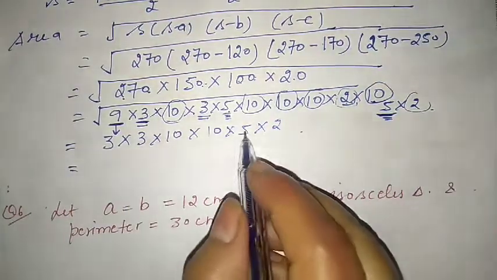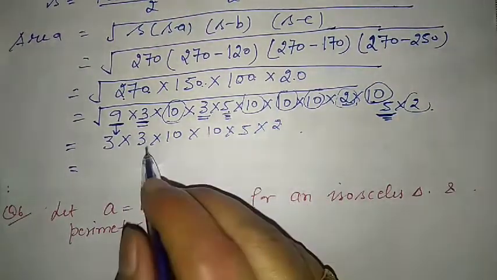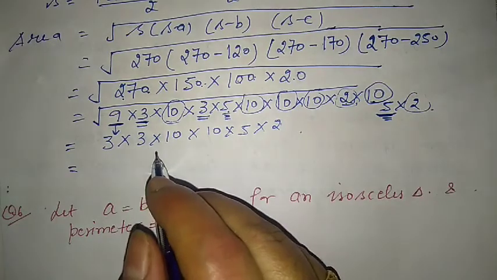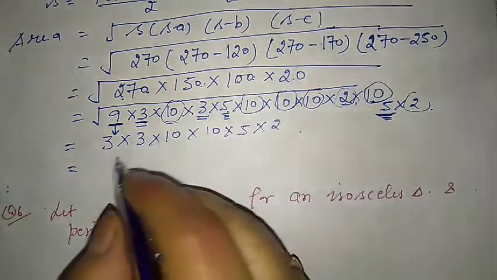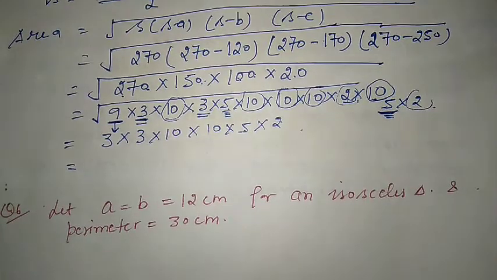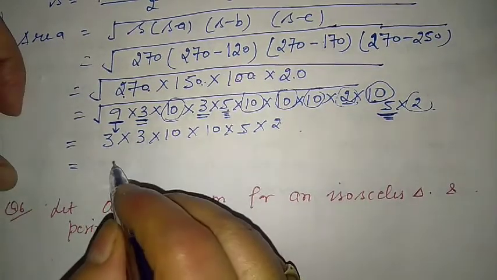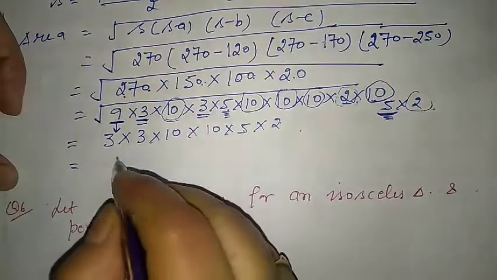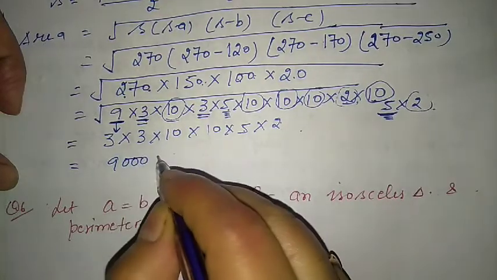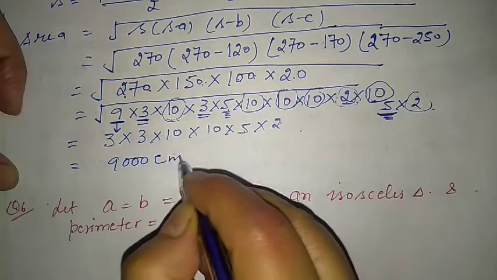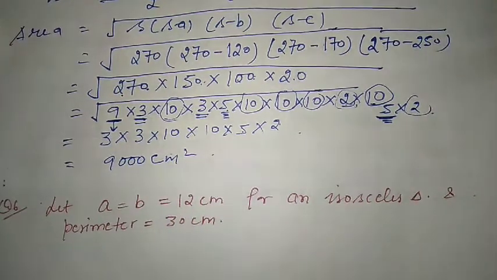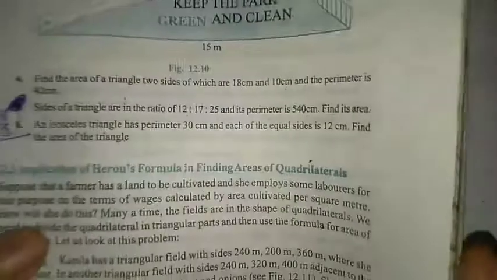So three 3s are 9, five 2s are 10. So this will be 9,000 centimeter square. So this is the answer to this question. Now the last question of the exercise is there.